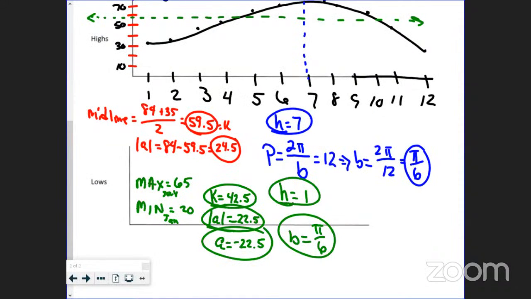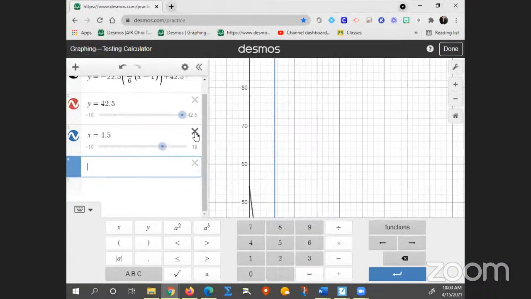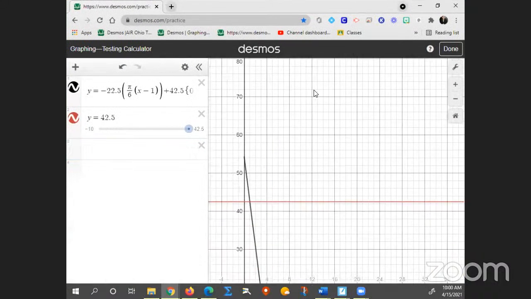So this time we said we're going to do an inverted, so it's negative 22.5. And that stays the same. This is going to be x minus 1. And then the midline is at 42.5. Okay, and let's put this here. Beautiful. Love it. Okay, do that. So, boom.